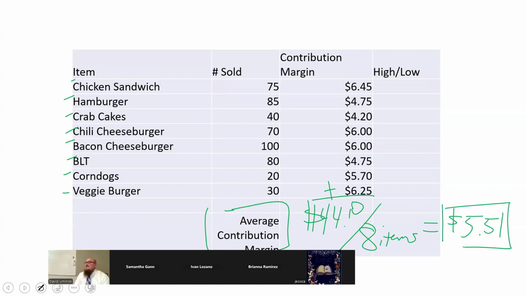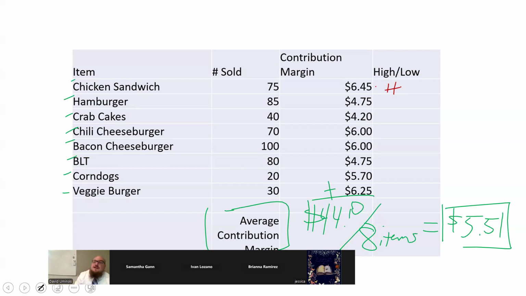$5.51 is our average. That's what our goal is. So now we take a look. Is 6.45 higher or lower than the average? Higher. It's higher, right? $6.45 is higher than $5.51. That means the contribution margin of the chicken sandwich is higher than the average.